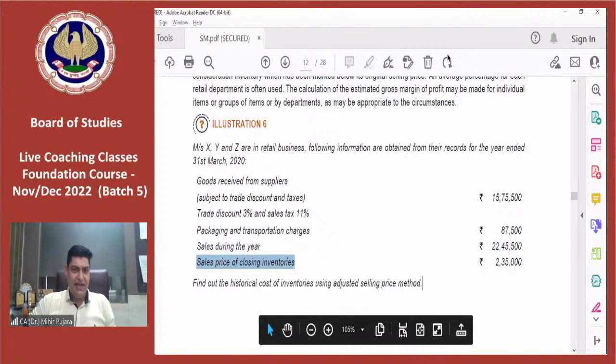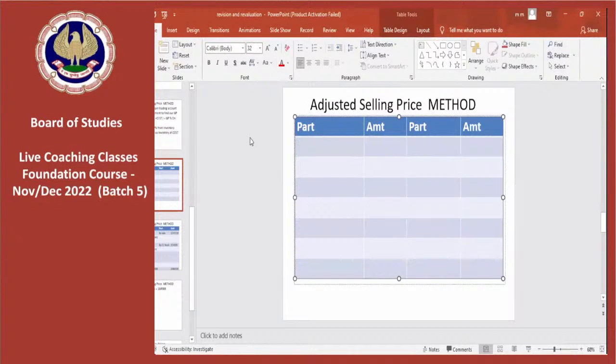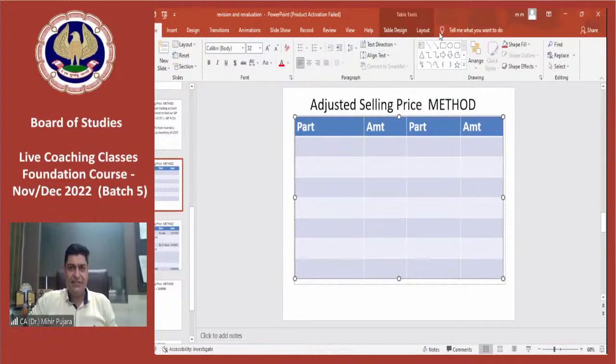Let's prepare simple trading account. Yes, guys, let's prepare simple trading account. Be fast, guys. Okay, please be fast.